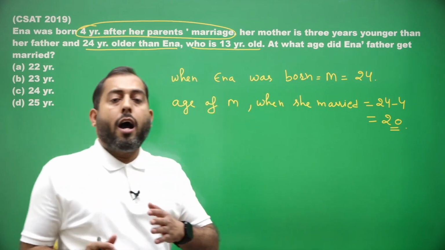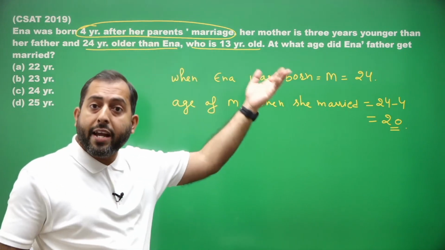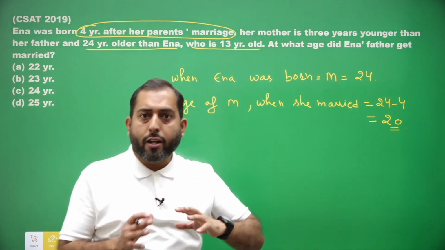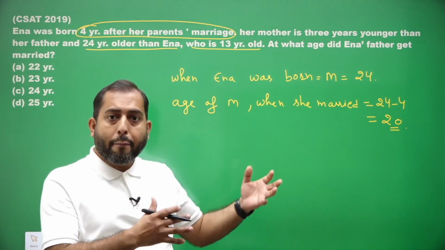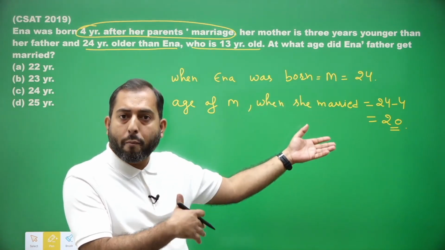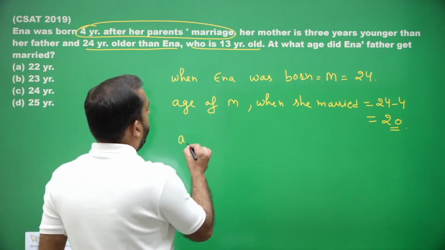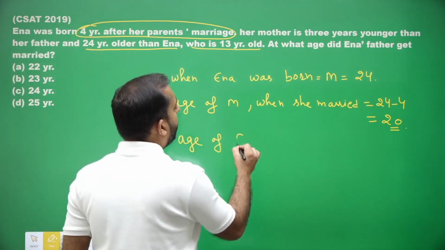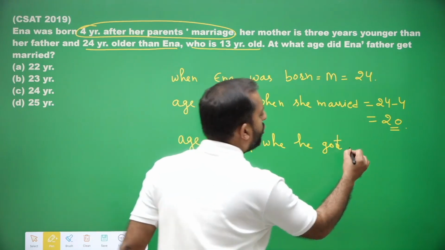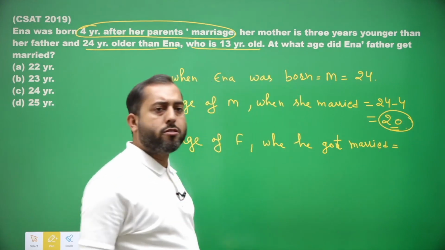Because Ina was born 4 years after her parents' marriage. So, when Ina was born, her mother was 24 years old. So it is clear that when they got married, age of mother should be 24 minus 4, that is 20. Now, age of Ina's father when he got married should be, when age of Ina's mother was 20.